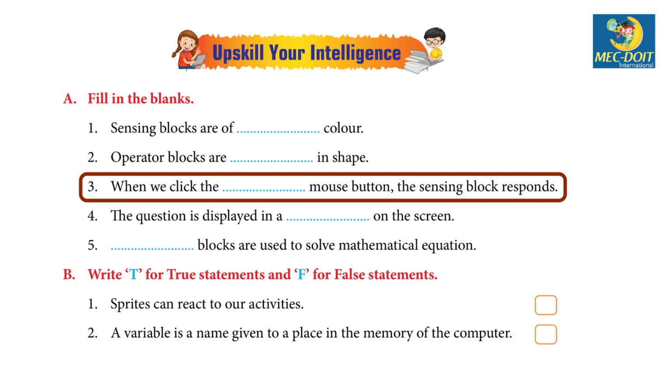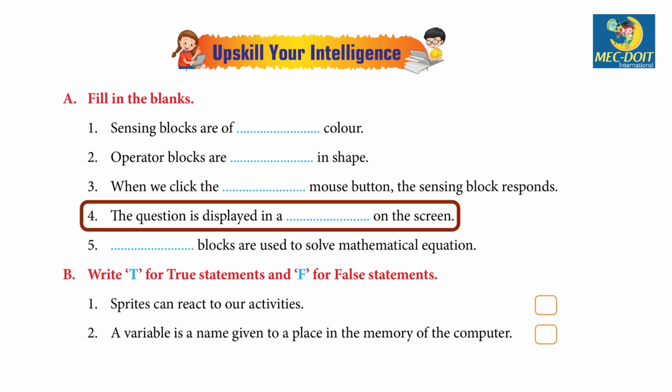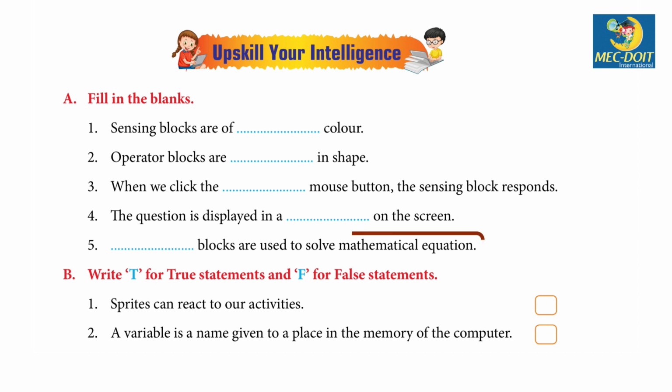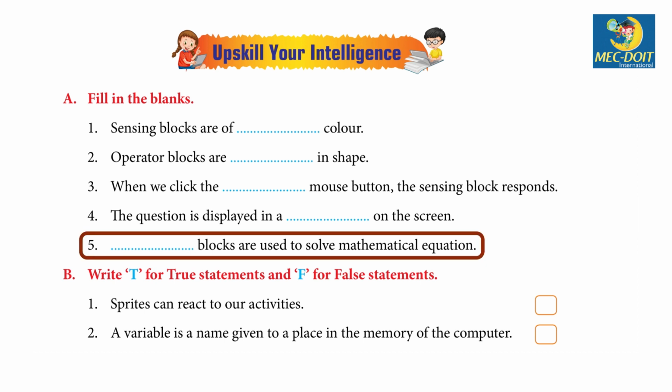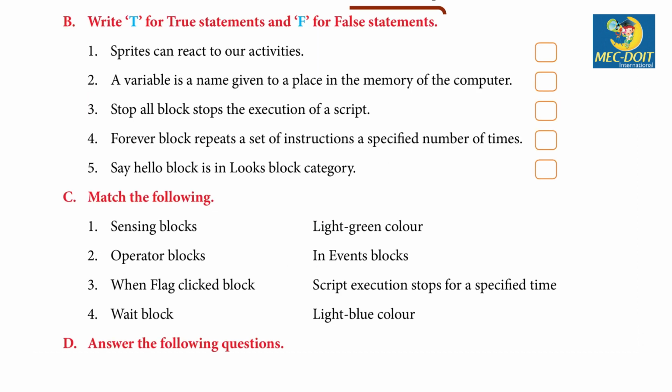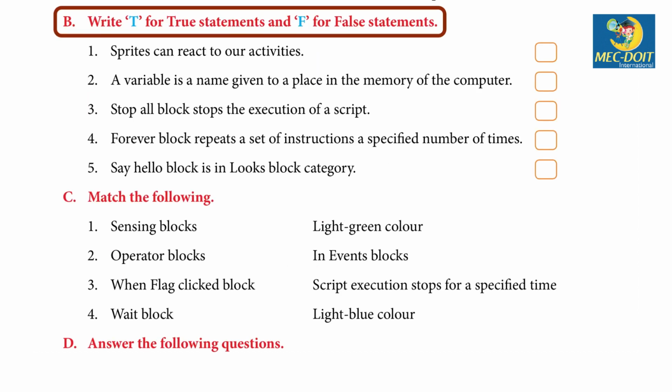3. When we click the dash mouse button, the sensing block responds. Answer: right. 4. The question is displayed in a dash on the screen. Answer: stage. 5. Dash blocks are used to solve mathematical equations. Answer: operator.